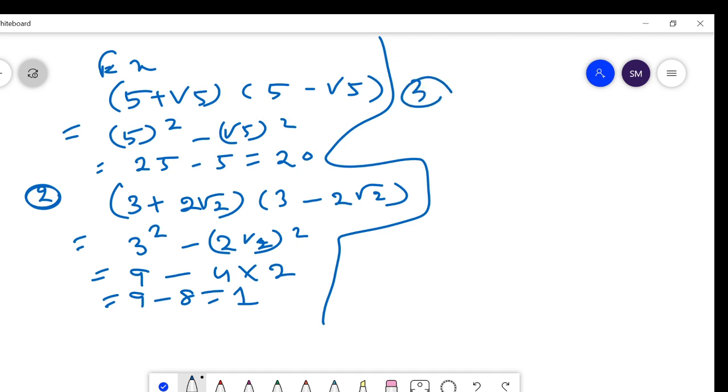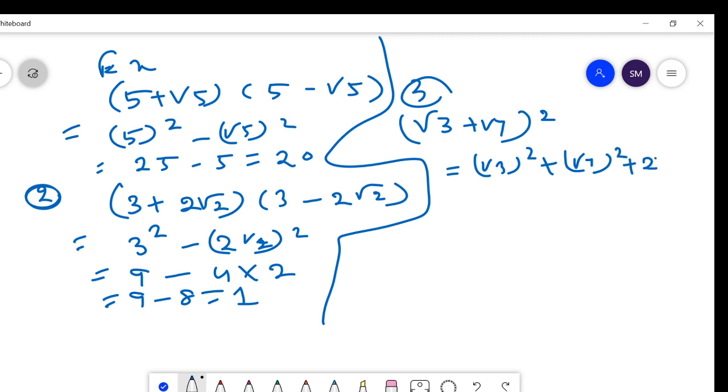Example 3. Root 3 plus root 7 whole square. A plus b whole square is a square plus b square plus 2ab. Root 3 square 3, root 7 square 7 plus 2 root 10. Sorry, root 21. 7 into 3, 21. Root 21. This is the answer.